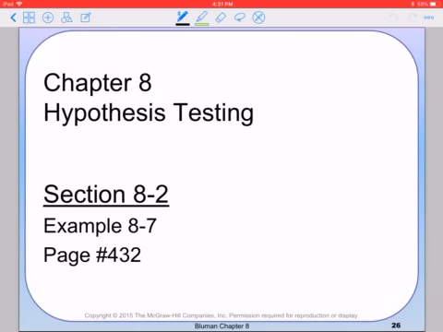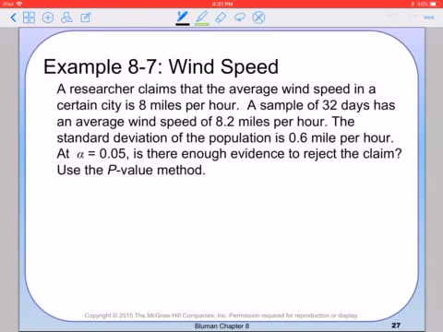Let's do another one. In this one, we're talking about wind speed. And I don't know if you can hear this, but it's pretty windy where I'm at right now. A researcher claims that the average wind speed in a certain city is 8 miles per hour. A sample of 32 days has, oh, it's sneaky, an average wind speed of 8.2 miles per hour.